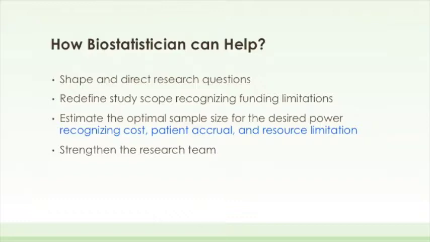Biostatistics also can help you shape the direct research question, and we can also design the study scope, considering the funding limitation. And most often, the new PI thinks the thing is huge. Maybe a few $1 million can do that. But most of the R15, R21, and even R03 have very small amounts. So the biostatistician can work with you to redefine the study scope. Also, we can reduce the sample size, and with the design and scope, we can consider the costs, the patient number, and the source. We can justify sample size for you.